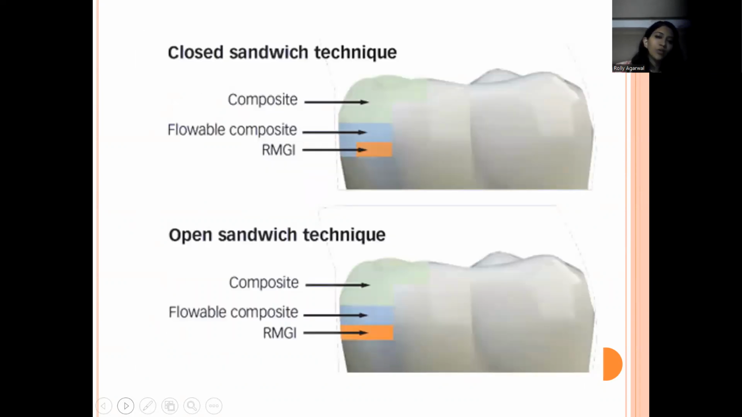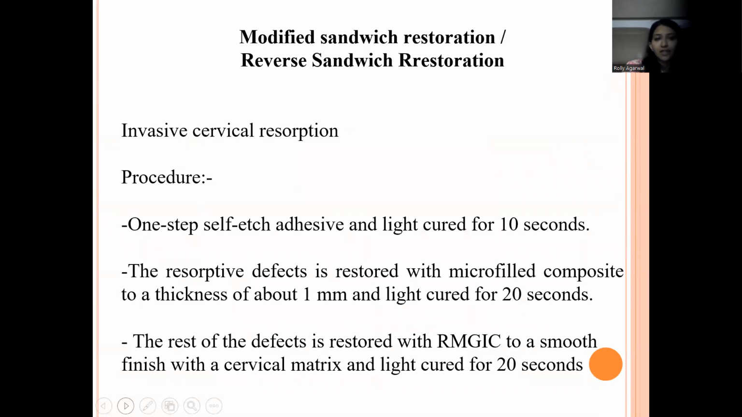So you can have an open sandwich and a closed sandwich. When none of the surfaces of the glass ionomer cement is coming into contact with the oral fluids, that will be called a closed sandwich. If some part of the glass ionomer cement is in contact with the oral environment, then that will be the open sandwich.